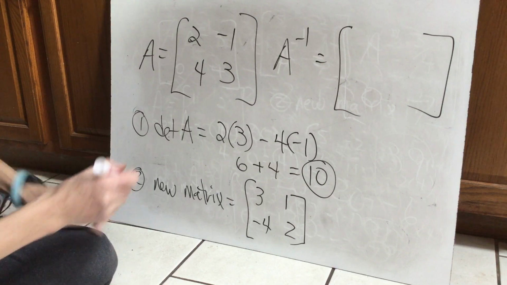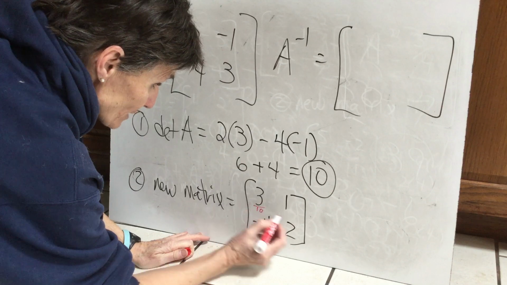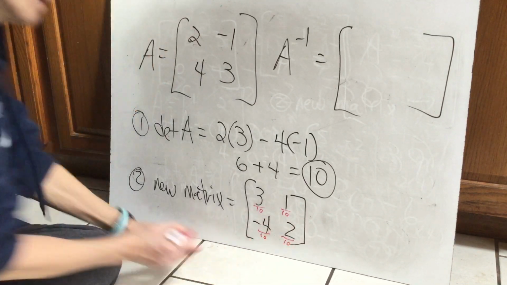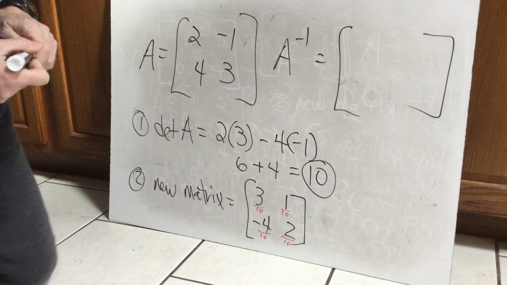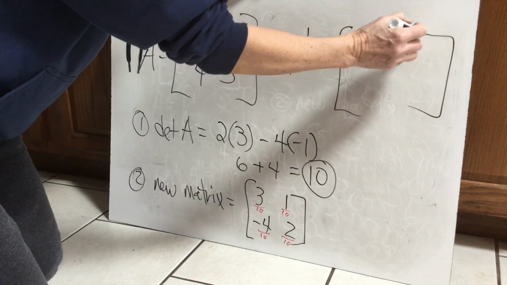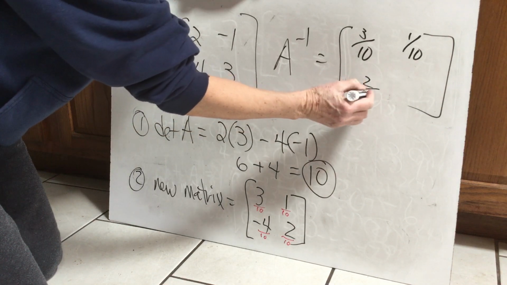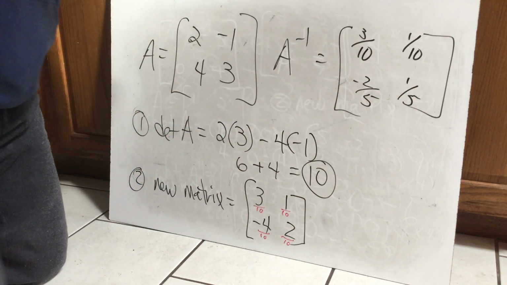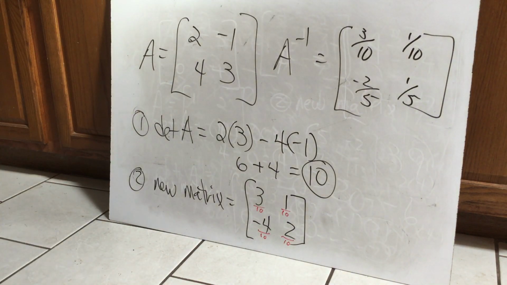And then we take that new matrix and we divide each of the numbers in it by our determinant, reducing any fractions that we can. So the new matrix, that would be 3/10, 1/10, -2/5, and 1/5. And there is your inverse.